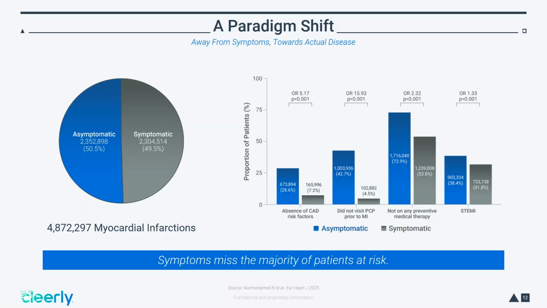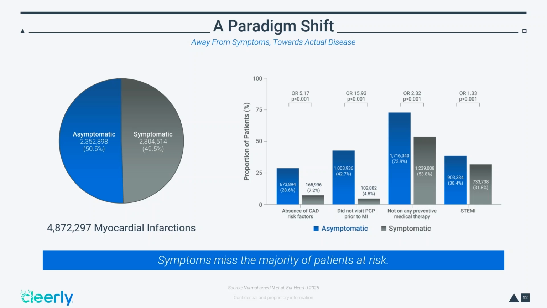So this is a paper that Nick Nurmohamed, I don't know if he's here or not, published in the European Heart Journal just a couple of weeks ago. What he did was he took 4.9 million heart attacks across the US, and he asked a couple of very simple questions. Amongst these 5 million heart attacks, what percentage of them had any symptoms before their event? It turns out the majority of people, in blue, did not have a single symptom before their heart attack event.